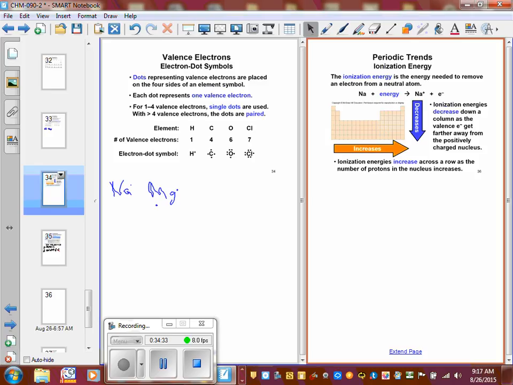Chlorine has 7 valence electrons. It wants to have 8, so it needs 1, right? So if it gains 1, it becomes 1s2, 2s2, 2p6, 3s2, 3p6. Again, a total of 8. Since it gains an electron, we now have Cl minus. It has 1 more negative charge than positive charge. If you lose an electron, you become more positive. If you gain an electron, you become more negative.